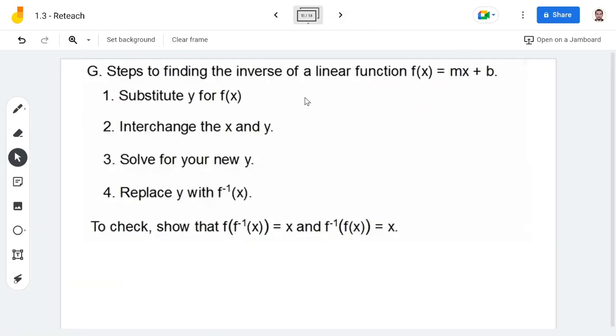Now, how can we find the inverse of any linear function? As you can see here, these are the steps to finding the inverse of a linear function. We know the linear equation is y equals mx plus b, right? It's similar to f of x, because y is f of x. First, interchange the x and y. Then solve for the new y. Then replace y with f inverse to check.